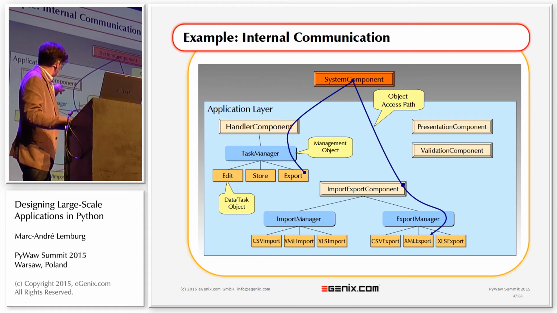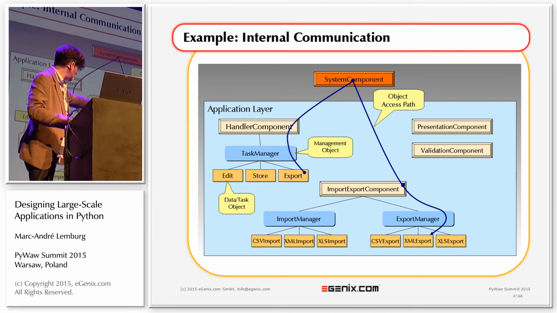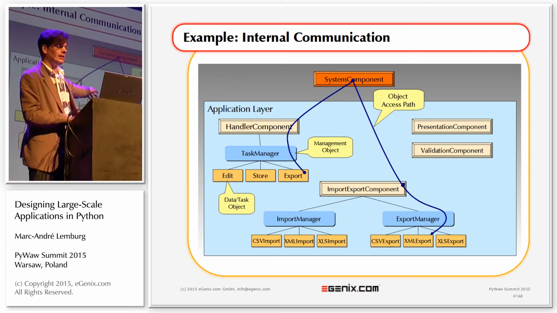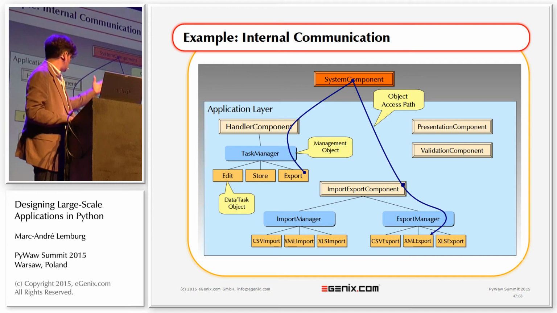The export object would then go up to the system component, and the system component knows the import-export component, and the export task object down here would just reference the import-export component, not the lower-level things down here. There's an API, or would be an API on the import-export component saying, I want an export, I want this export to be XML, I want to go somewhere. Import-export component would then go to the export manager, and the export manager would know that it needs to talk to the XML export task object to actually do the export.